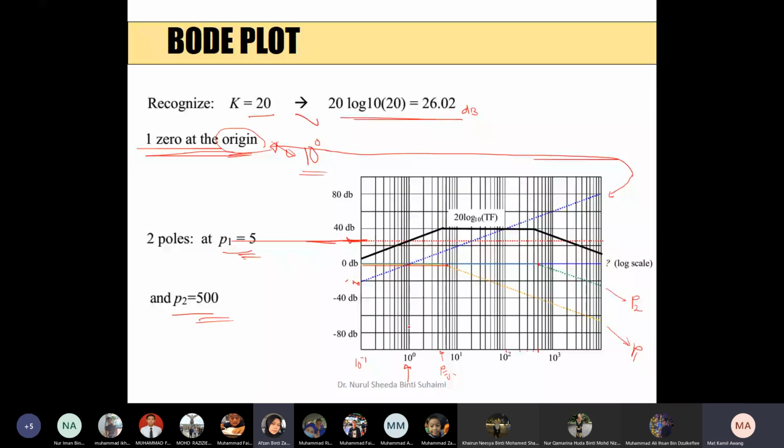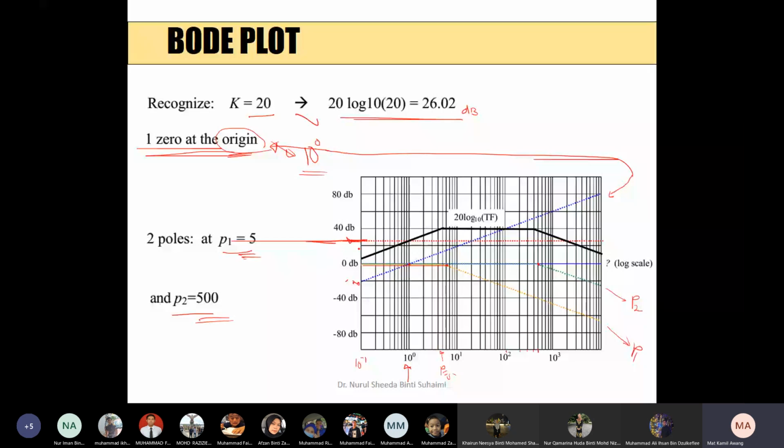So now you have drawn all the lines individually. Now you have to add them. From here you can see that at here you have minus 20 dB, you have 20 dB, and another one is 26.02. So 20 minus 20 plus 26.02 is 26.02, right? So it's about somewhere here.